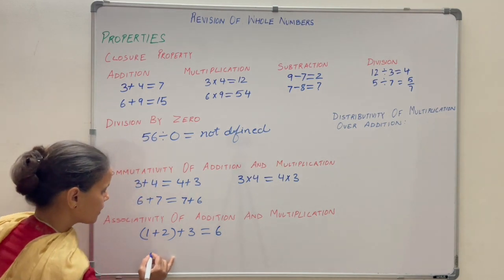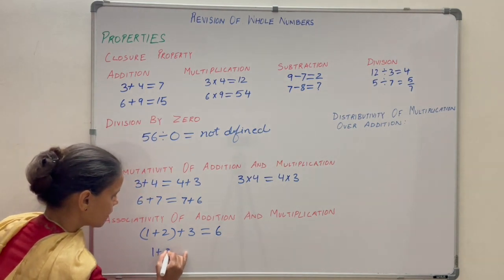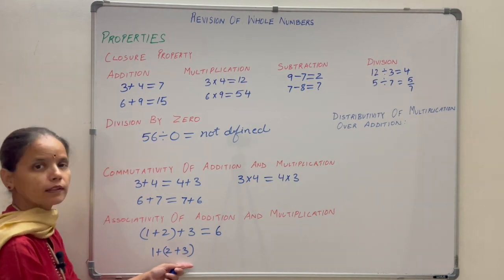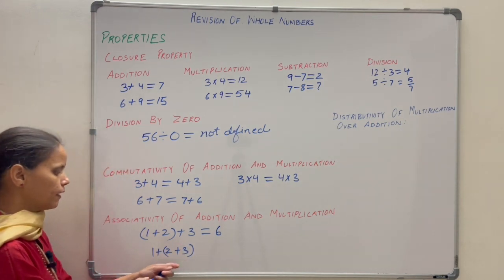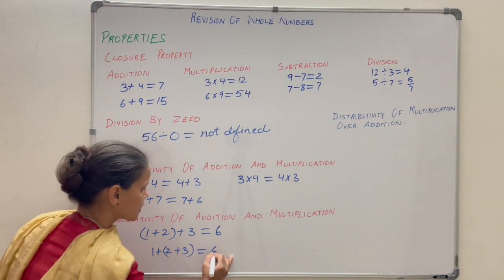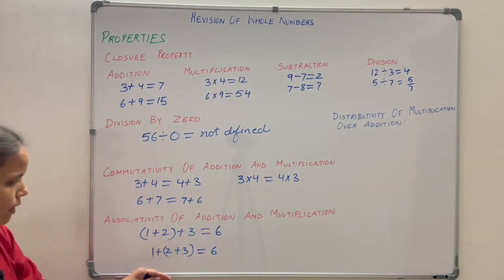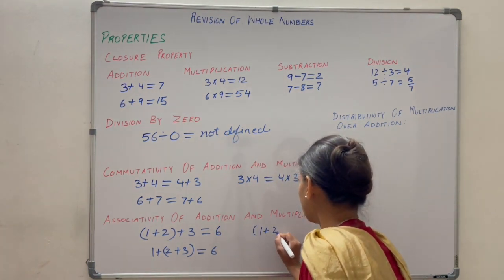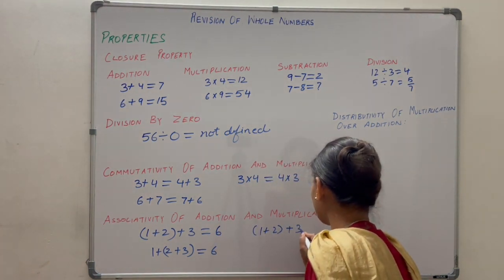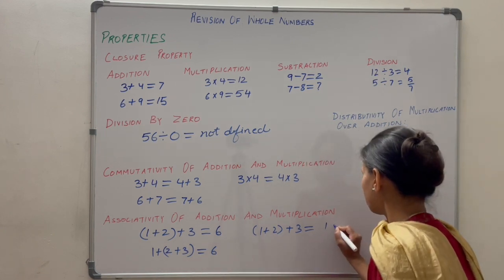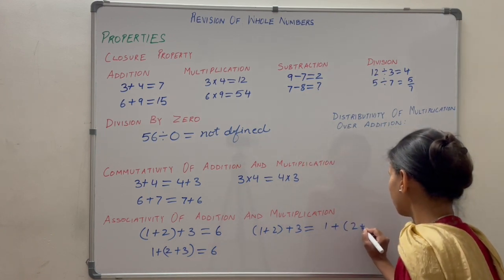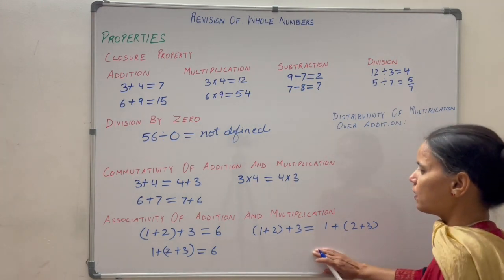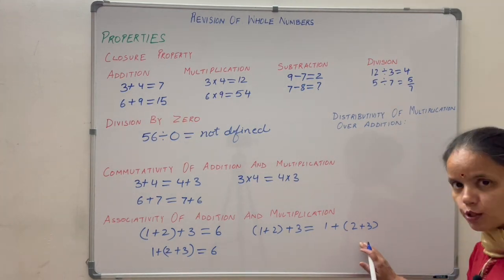I can add it like this also. 1 plus 2 plus 3. So first I am going to add 2 and 3. So 2 plus 3 is 5. Plus 1 is 6. So here you can see that whether you add 1 to 2 and the result you add to 3, it is same as you add 2 plus 3 first and the result you can add to 1. So this is called associativity of addition.